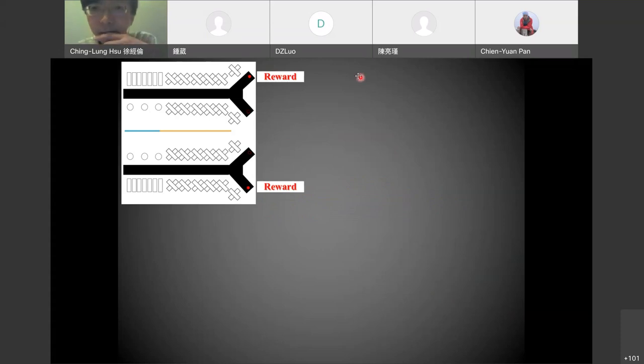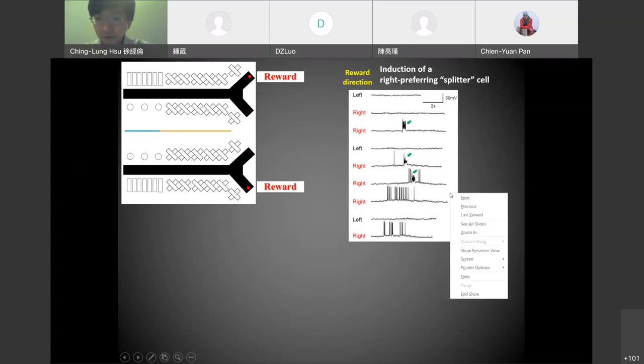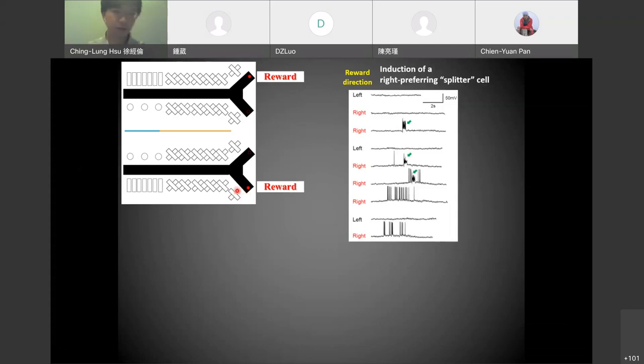Okay, so now, what's going on here? Let's go back to the original task we talked about, where the reward has to be contingent on, or depend on, the initial cues. Now the plateau was only introduced in trials with a certain turning direction. For example, this is a reward at the right, and the animal will almost always turn to the right, and the plateau is not introduced in the left turning direction. And you can see the place field is now induced very robustly, but the place field firing happens only in the right turning trials, but not in the left turning trials.